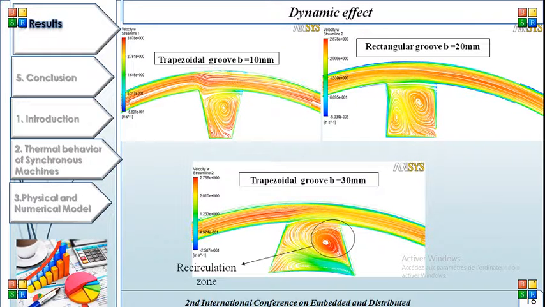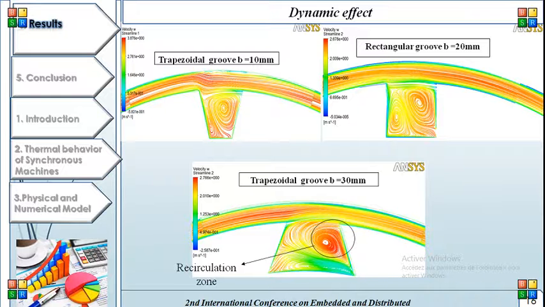For the dynamic effect, the velocity contour shows the presence of contra-rotating vortices inside each grooved rotor. For the three configurations, whatever the injection velocity and rotational speed, there are recirculation zones and thus better heat transfer, especially in the case of the trapezoidal shape with b equal to 10 mm. It can be seen that there are two vortices inside the groove with high velocity. This indicates better cooling compared to the other cases.